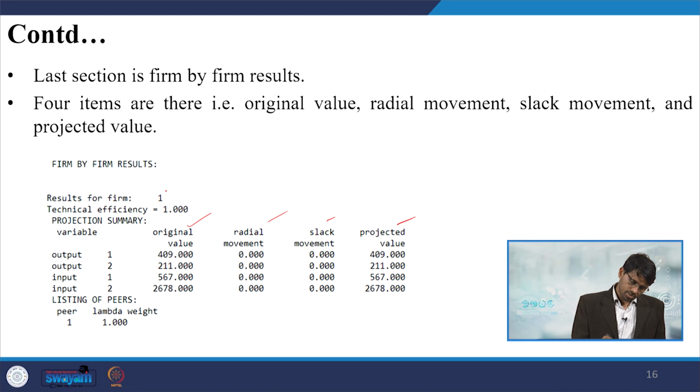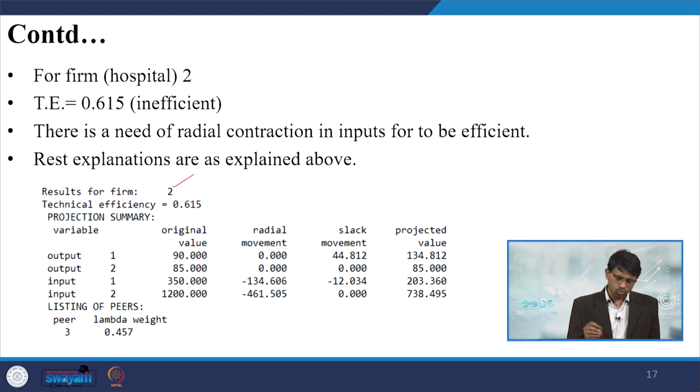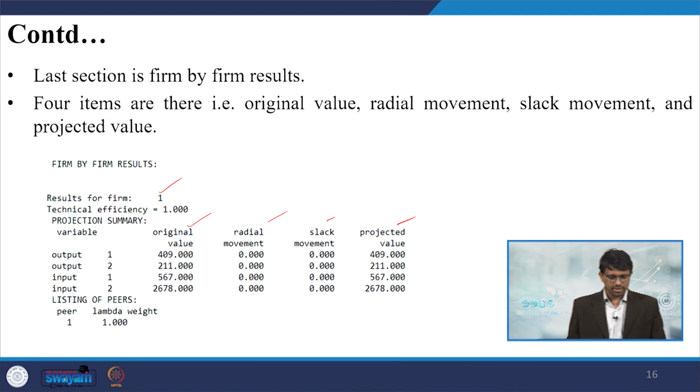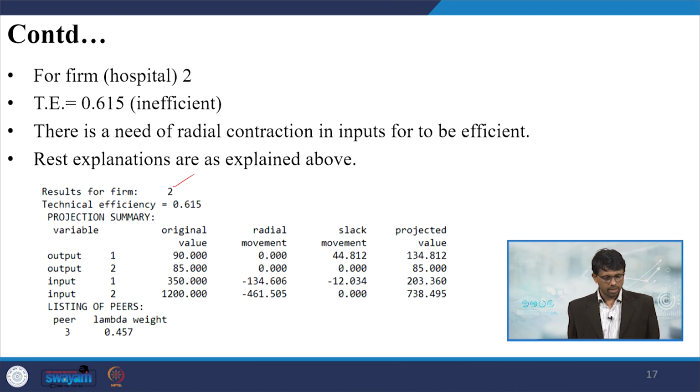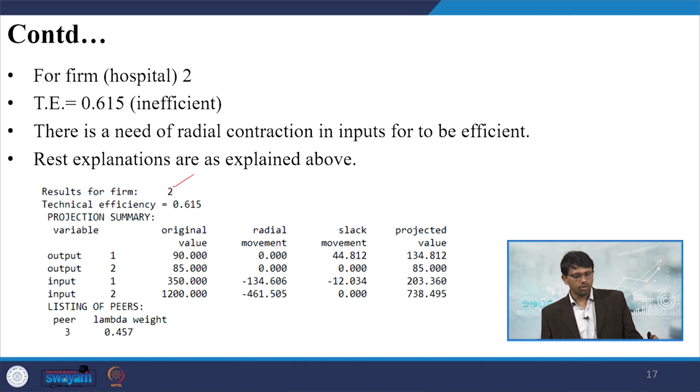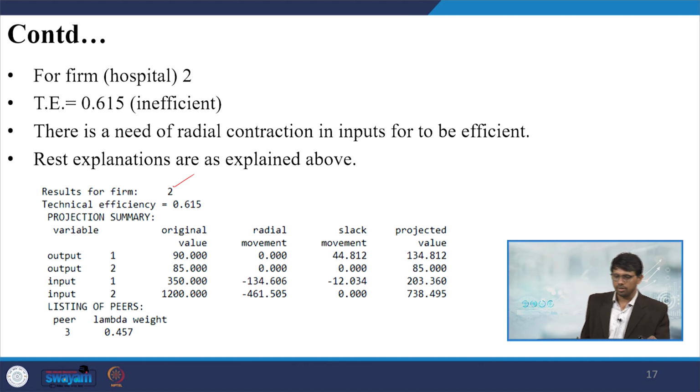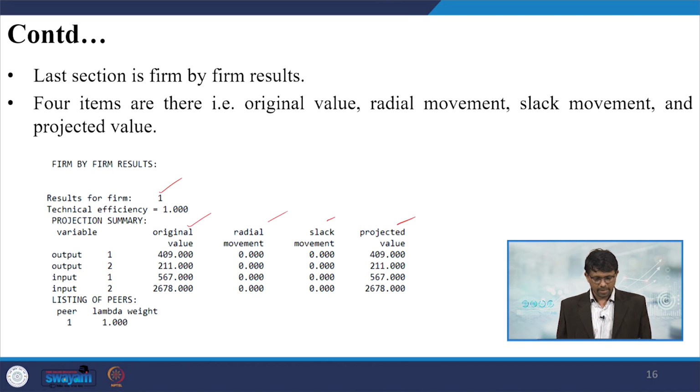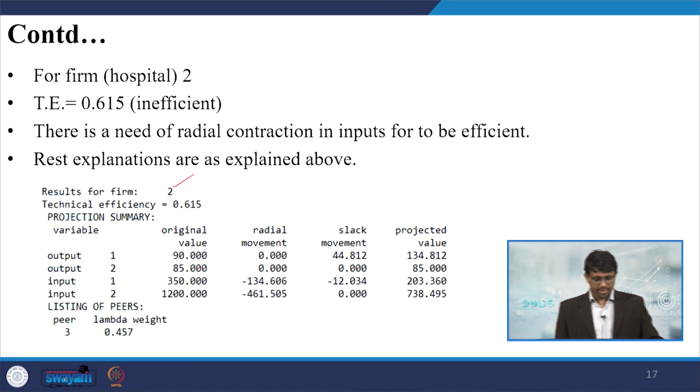So, each of the directions, like for firm 1, then the next one firm 2 and so on. So, for firm 2, for example, the total technical efficiency score was 0.615 and we mentioned it as an inefficient firm. There is a need of radial contraction in inputs to define it as efficient. The explanations are explained as above already. Okay. We already explained, but radial movement is actually more important, and especially its input based slack adjustments are very required.